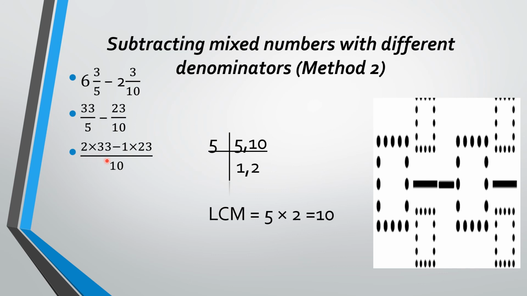Now we will solve multiplication first. 2 multiplied by 33 equals 66, and 1 multiplied by 23 equals 23. So 66 minus 23 by 10. Now we will subtract and we will get 43 by 10. Because it is an improper fraction, the numerator is greater than the denominator, so we will convert this into a mixed number. We will divide 43 by 10, and you can do it orally also. 10 4s are 40, so we will write 4 as the whole number and we will subtract 43 minus 40 equals 3. It means 3 is our numerator. So our mixed number is 4 and 3 by 10.